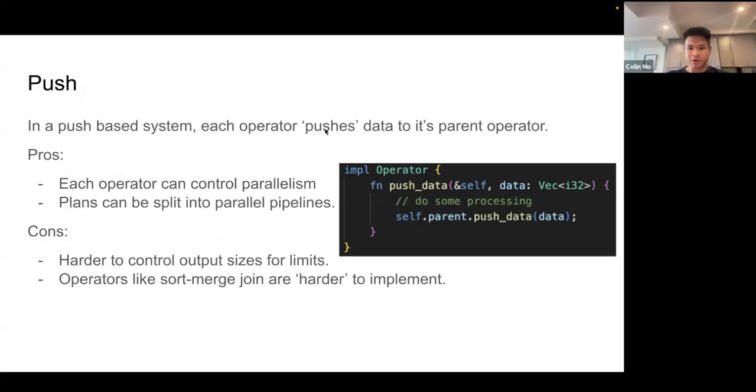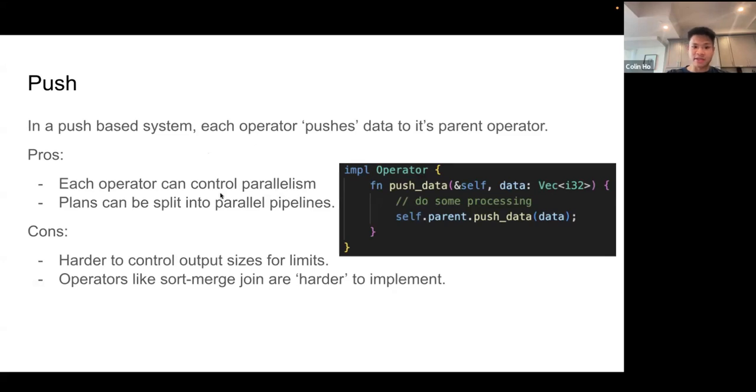All right. So in a push-based system, how is it different? Instead of calling get data on your child, you actually have a parent and you're going to push data to that parent. So the producers or the root nodes of the query plan are actually doing all the work. They're controlling the execution.